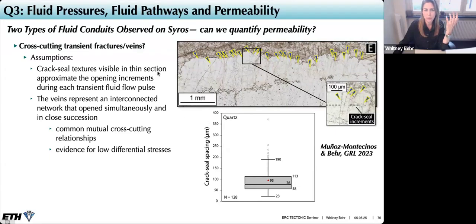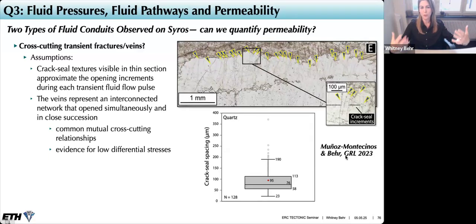Another assumption we had to make here was that the veins we used in the permeability calculation represent an interconnected network that opens simultaneously and in very close succession. And this is consistent with observations of mutual cross-cutting relationships and evidence for high fluid pressures and low differential stresses in these kinds of environments. There's more detail on our assumptions in this paper by Jesus, one of my postdocs, that we published in Geology in 2023.